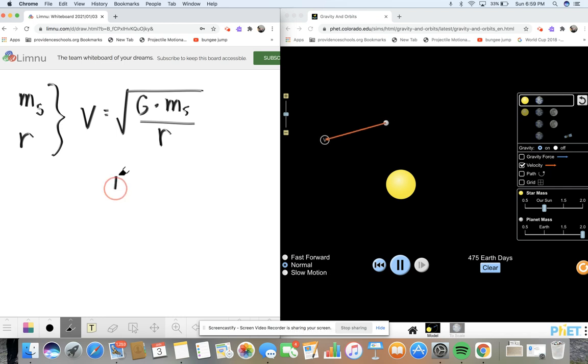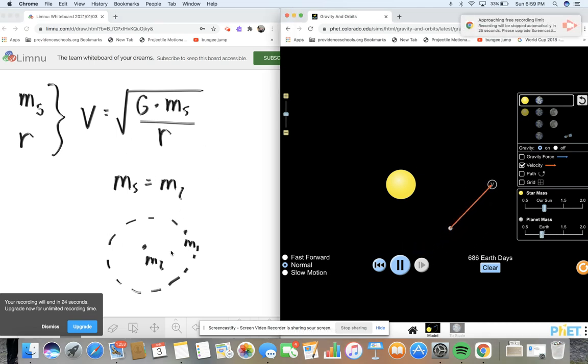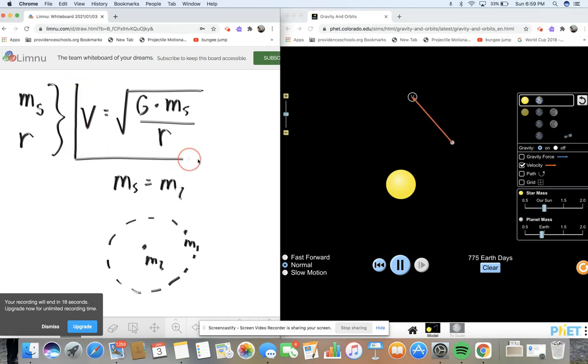Okay, and again, sometimes you'll see Ms equal to m2. Remember, m2 is just the object in the middle, and m1 is rotating around the outside. You'll notice that m1, the planet's mass, is not included in this equation, and in the next video we will talk about why. But for now, this is what you need, the velocity of an orbiting object in space.